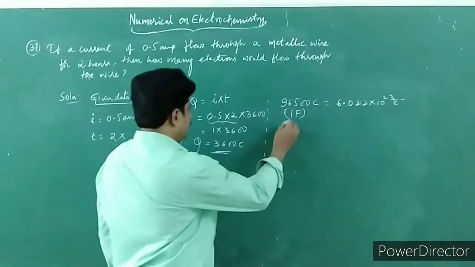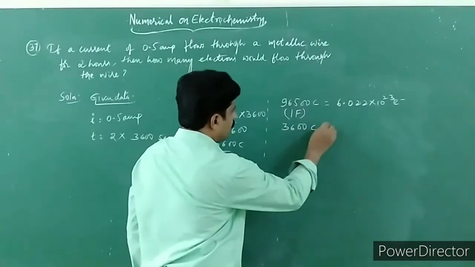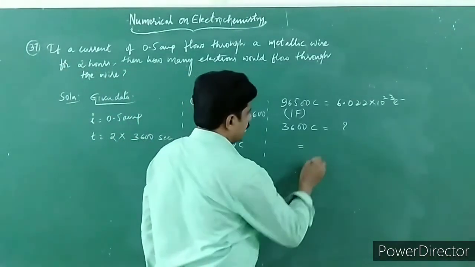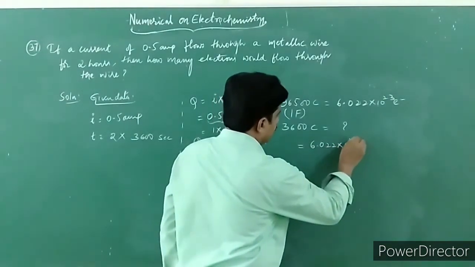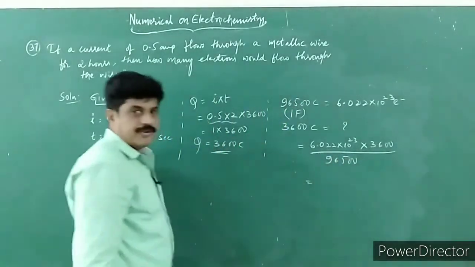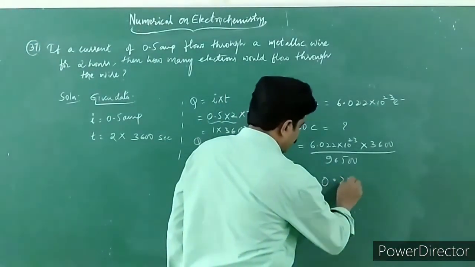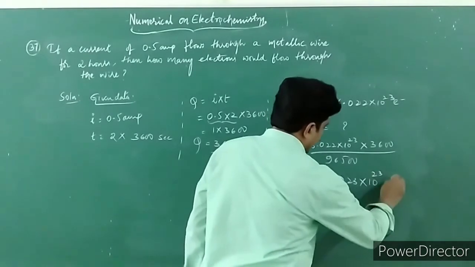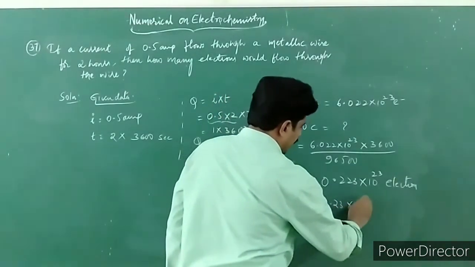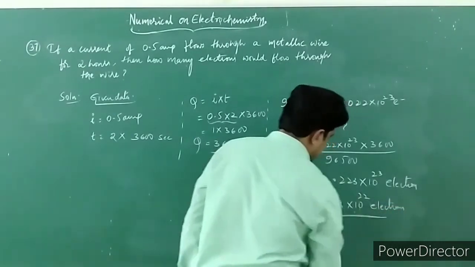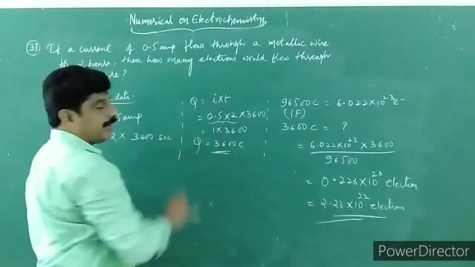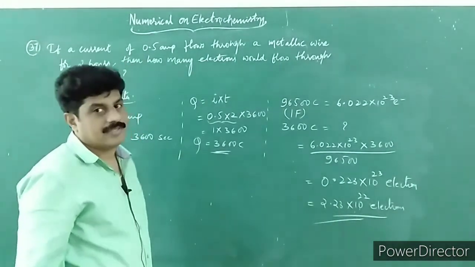Is it not? In that case, 3,600 coulombs contains how many electrons? Children, we go for the cross multiplication. 6.022 into 10 to the power of 23 into 3600 upon 96,500. Children, if you do this, you are going to get 0.223 into 10 to the power of 23 electrons, or I can simplify it, look at here, 2.23 into 10 to the power of 22 electrons. So these many electrons will flow through the wire if the current passed is 0.5 amperes and it is for 2 hours.